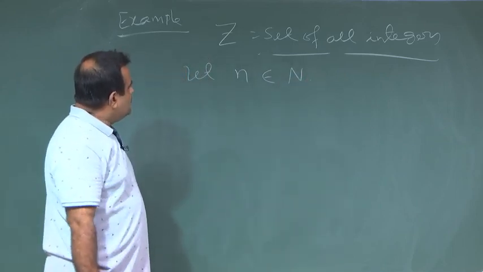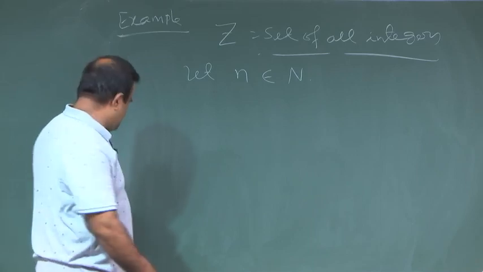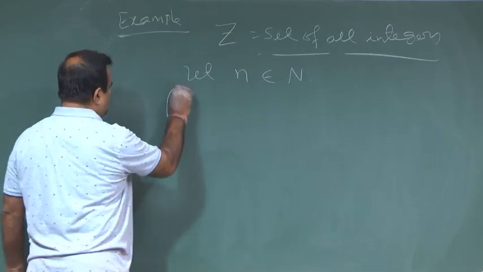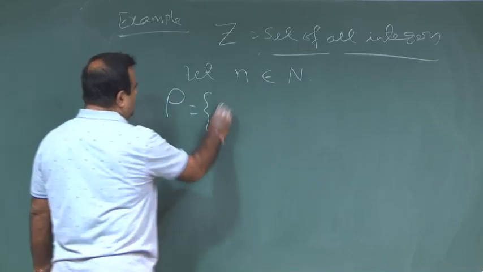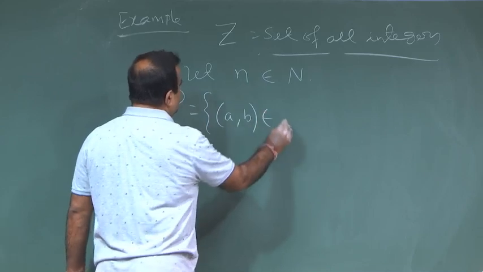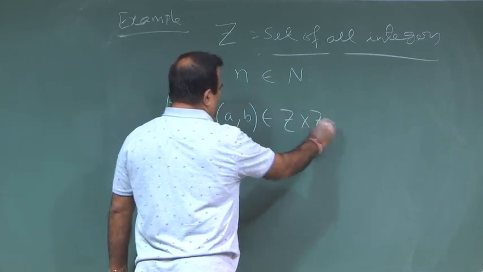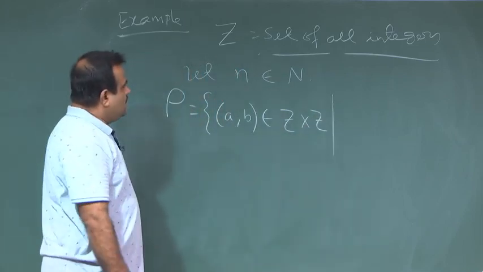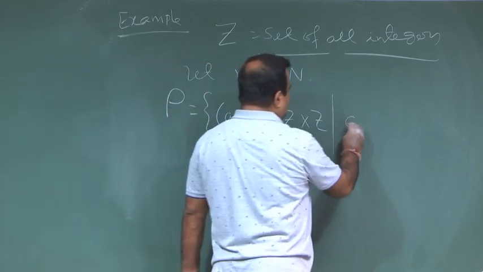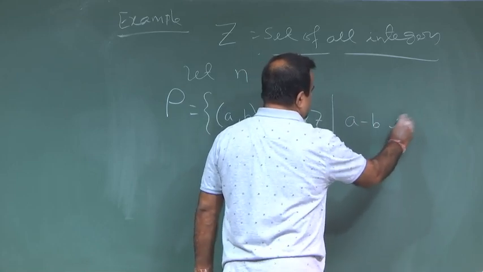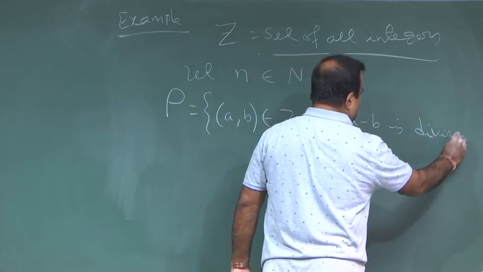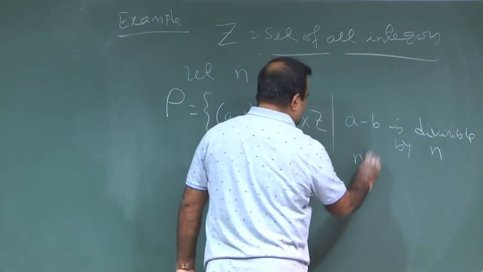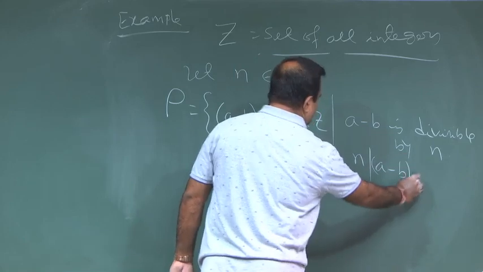Okay. Now, we define a relation rho, which is basically, we take two integers a, b. They will be related under rho if a minus b is divisible by n. So, that means n divides a minus b.